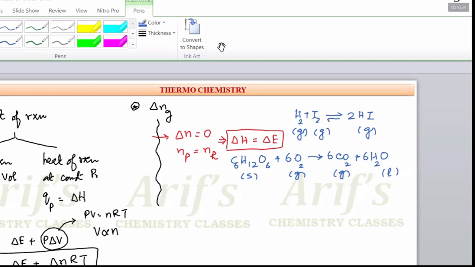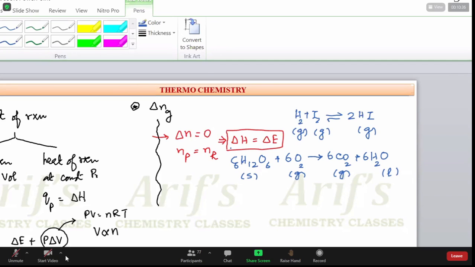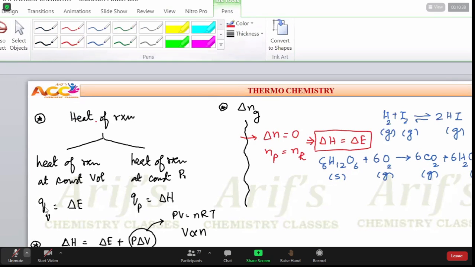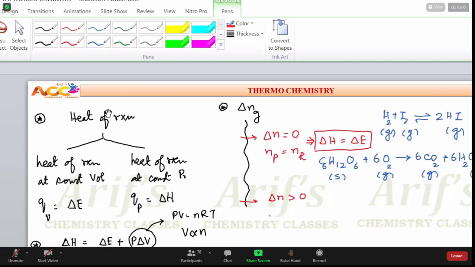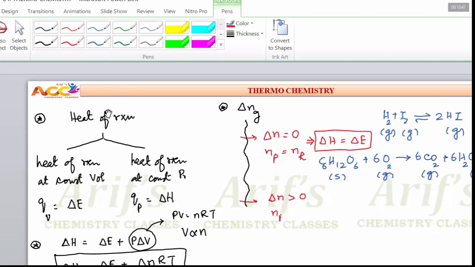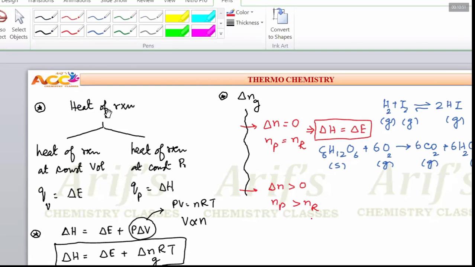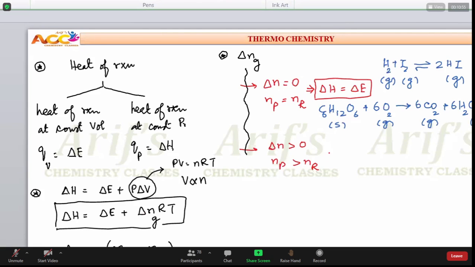Come on. What is delta N? 6 minus 6, zero. Therefore, delta H is equal to delta E. This is case number one. Case number two: delta N is more than zero. What is the meaning of more than zero? Number of moles of products are more than number of moles of reactants. If it is so, what happens? Delta H is more than delta E.